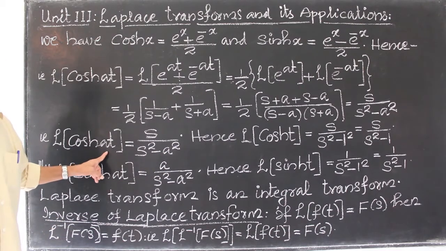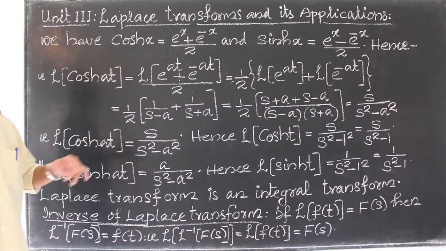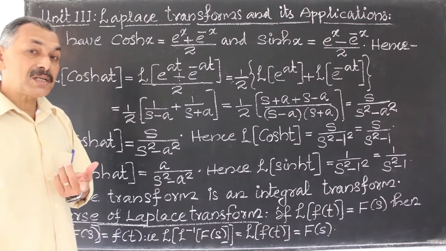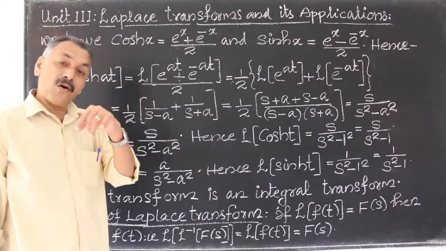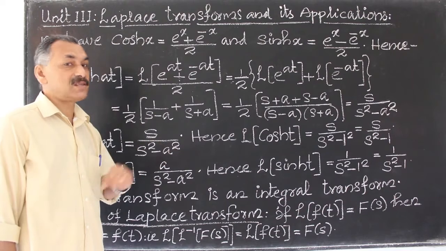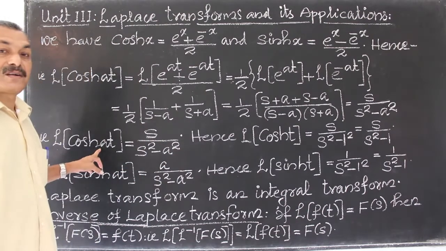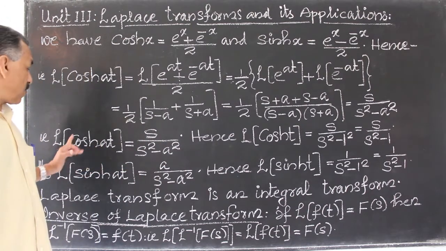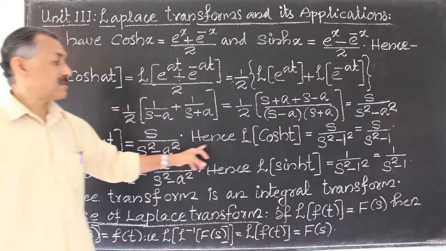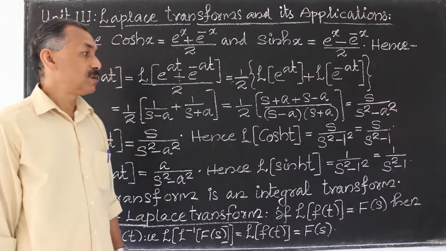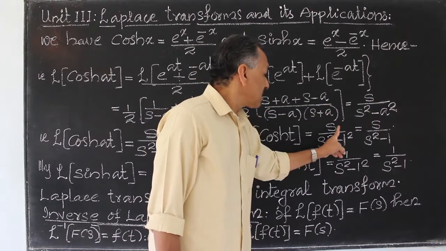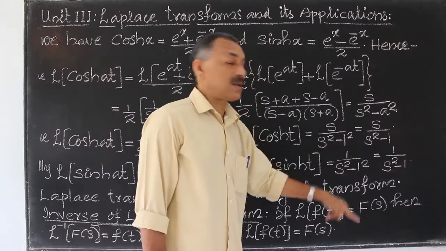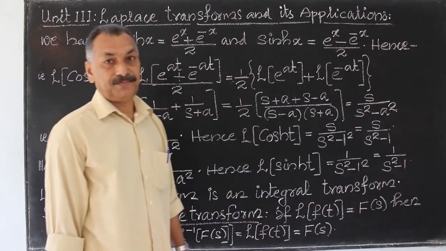Then put a is equal to 1. What is the Laplace transform of cos at? The Laplace transform of cos at is equal to s divided by s square plus a square. The Laplace transform of cosh at is equal to s divided by s square minus a square. Then let a is equal to 1. If a is equal to 1, this is equal to cosh t. That is, the Laplace transform of cosh t is, in this result, put a is equal to 1, that is s divided by s square minus 1 square, or s divided by s square minus 1.